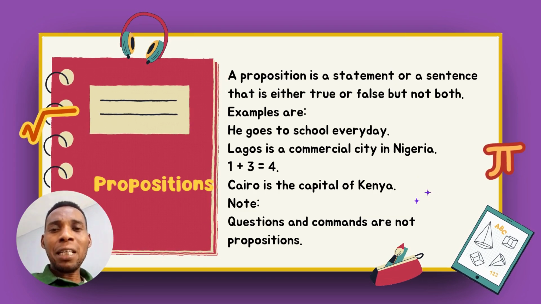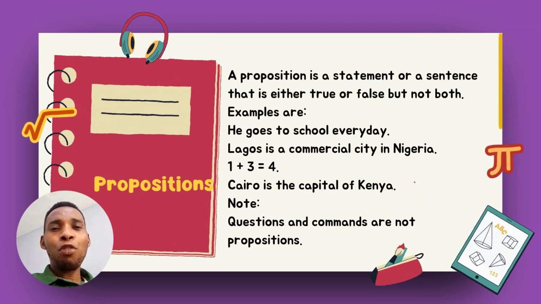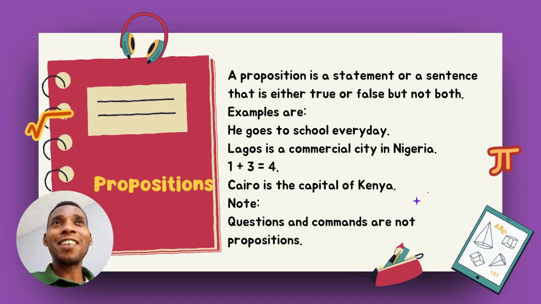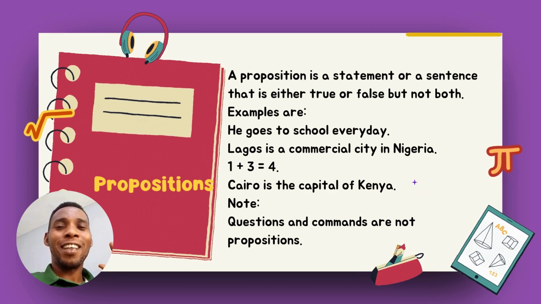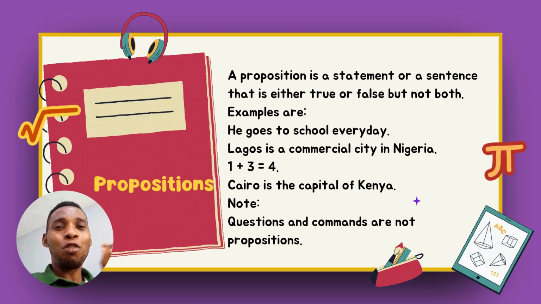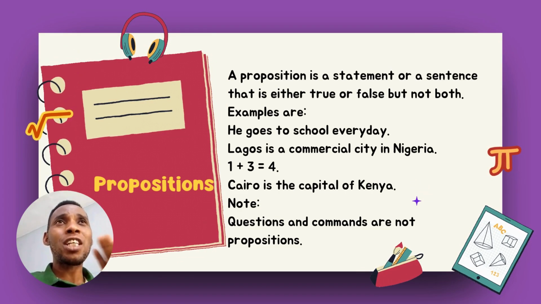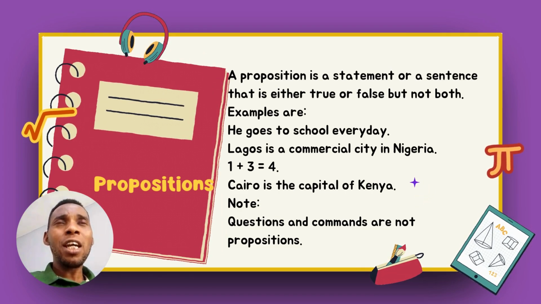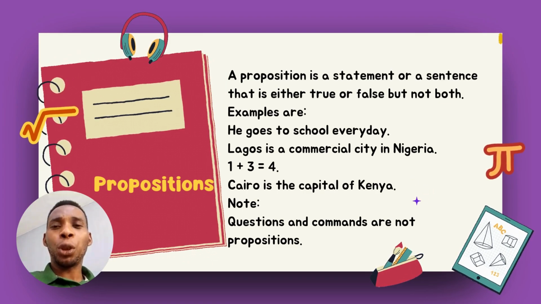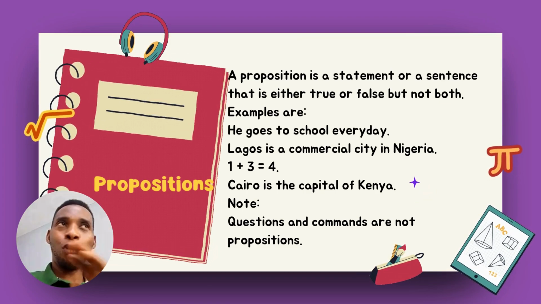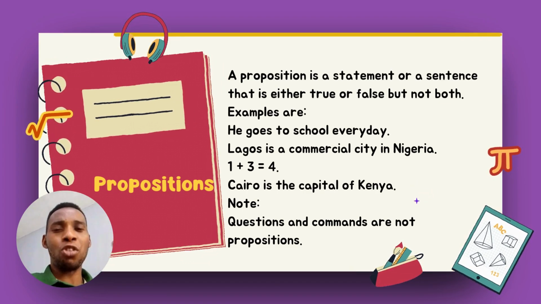Cairo is the capital city of Kenya. That is very wrong. The capital of Kenya is not Cairo. That is a false statement. So you can see it is either true or false. It can never be both.